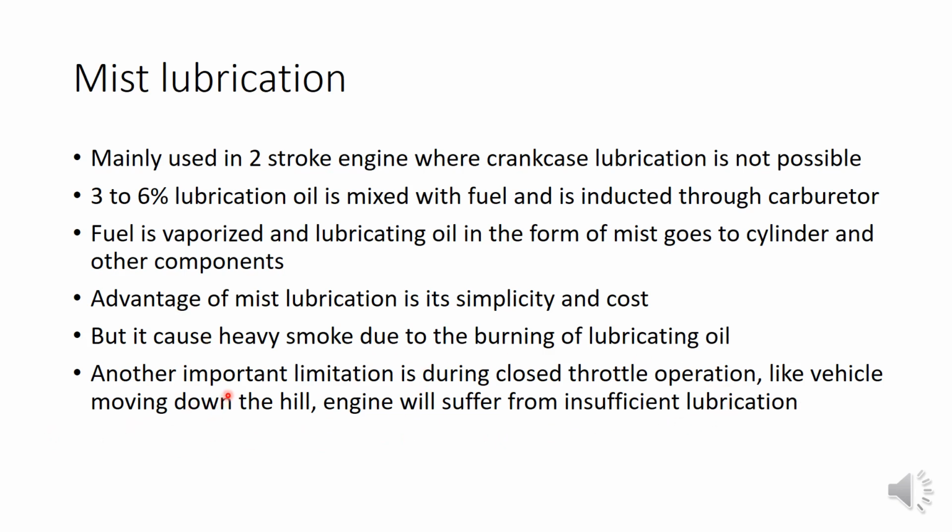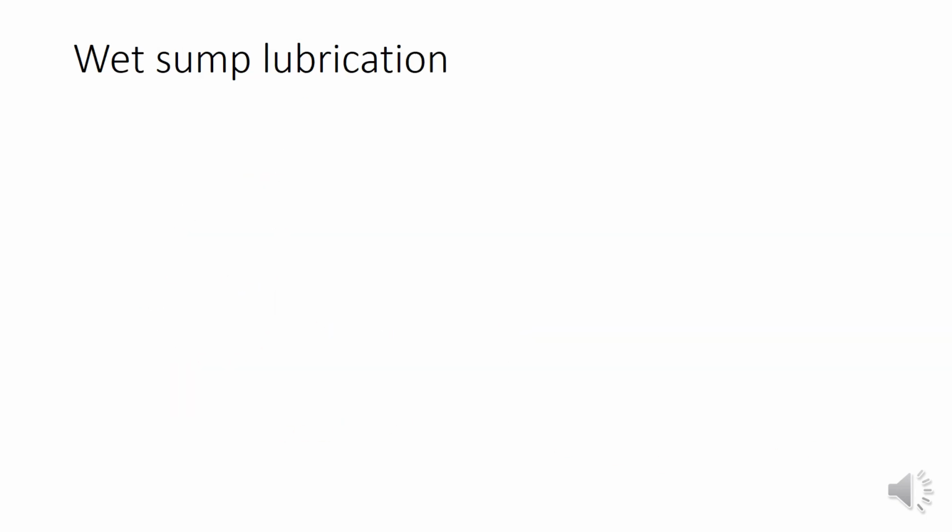So when a vehicle is moving down the hill, or moving without pressing the accelerator pedal, the fuel quantity entering the engine will be very little. So lubrication oil will be less, and it will result in insufficient lubrication. So these are some limitations of mist lubrication. That is why it is only used in some two-stroke engines.